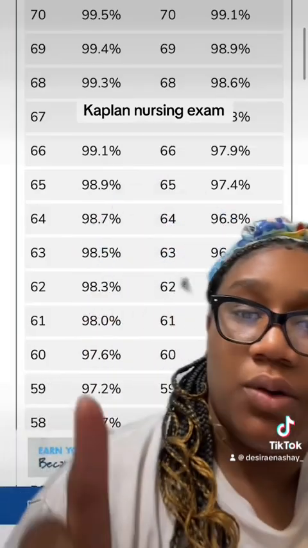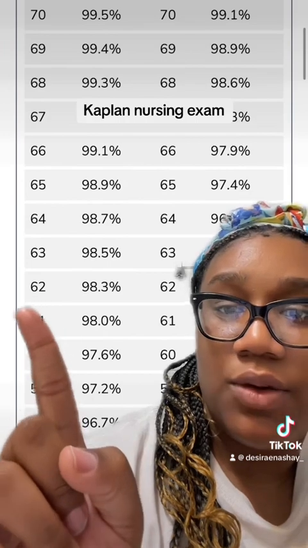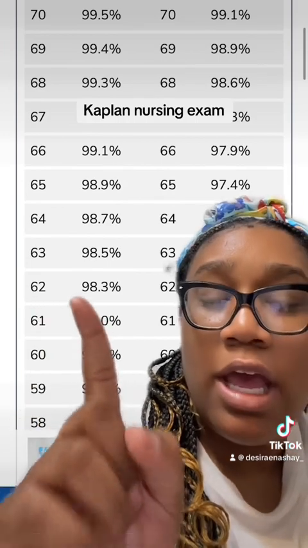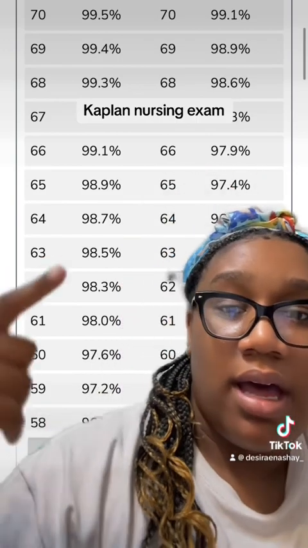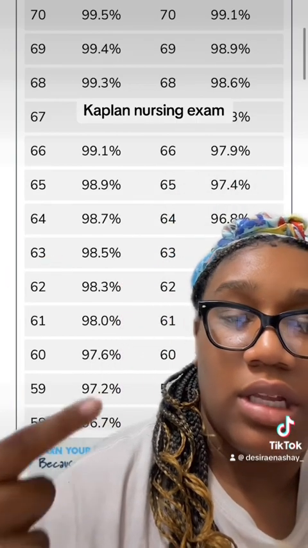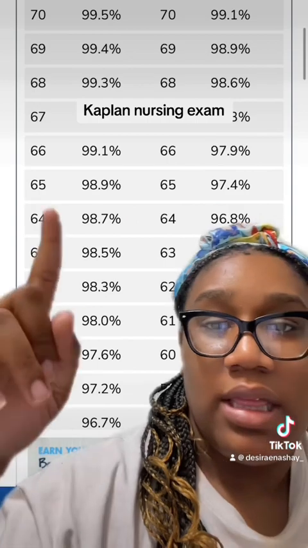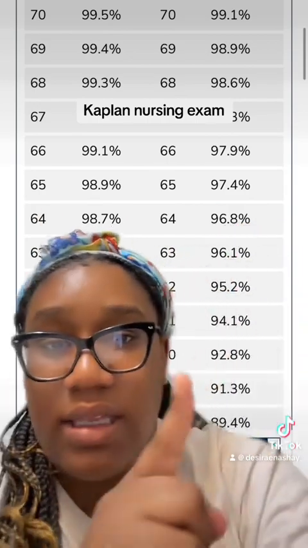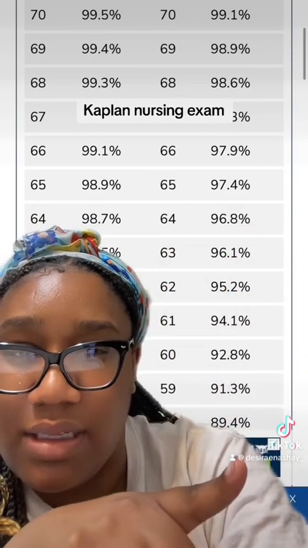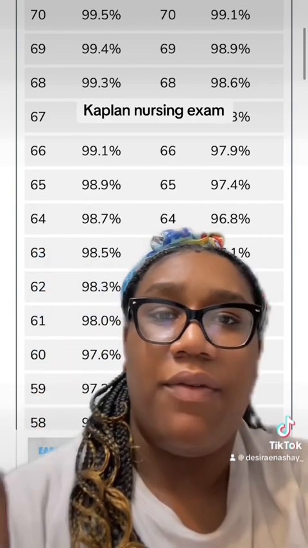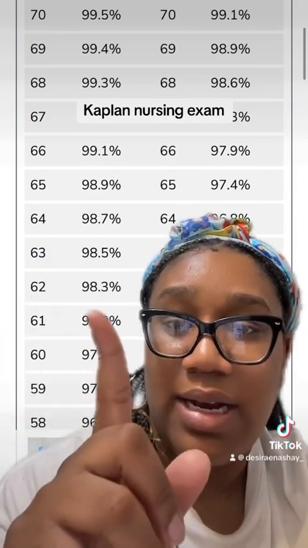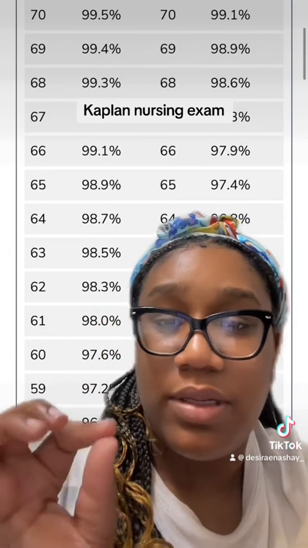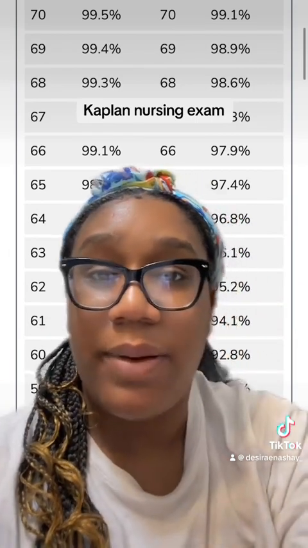So this is the score list. As you can see, I had a 62, which gave me a 98.3% chance of passing, which I did pass. The lower your number is, of course, the lower your chance to pass. This is the test site, and I think this is the practice test. I'm not sure, I forgot. But I did have a 62%, which gave me a 98.3% chance of passing, and I did wind up passing.